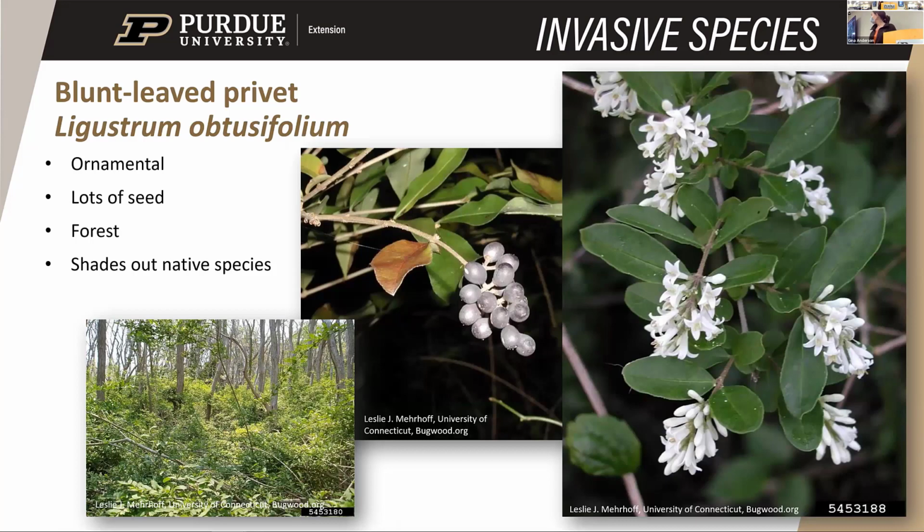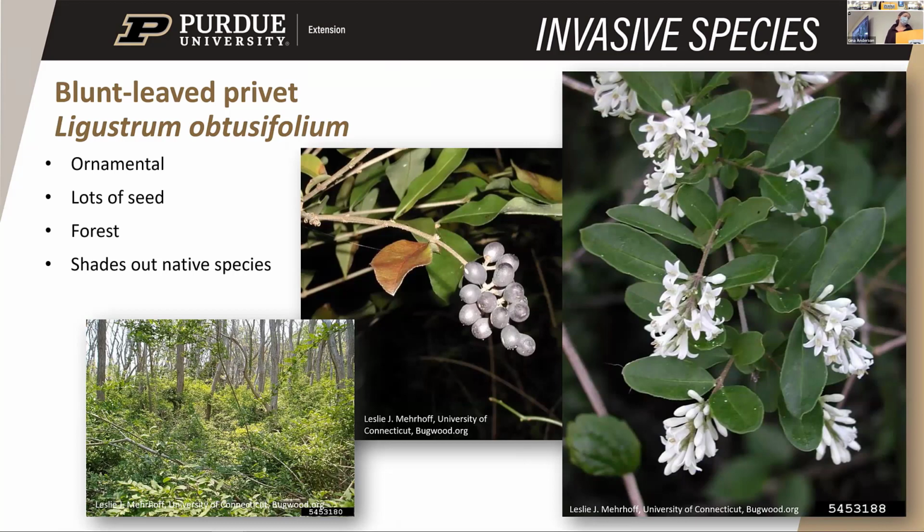Our next one is the blunt-leaved privet. Again, a lot of these, if you notice, all have lots of seeds. This is why they start to take over, because they have tons of seeds. So this is a native of Japan and was planted in the US since the 1800s, and it's often used for hedges in the landscape.